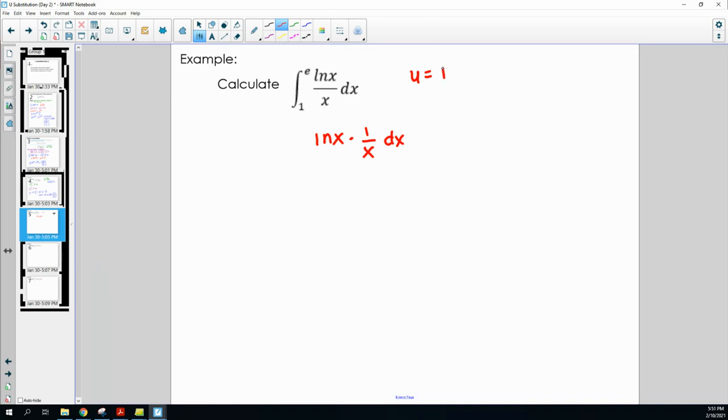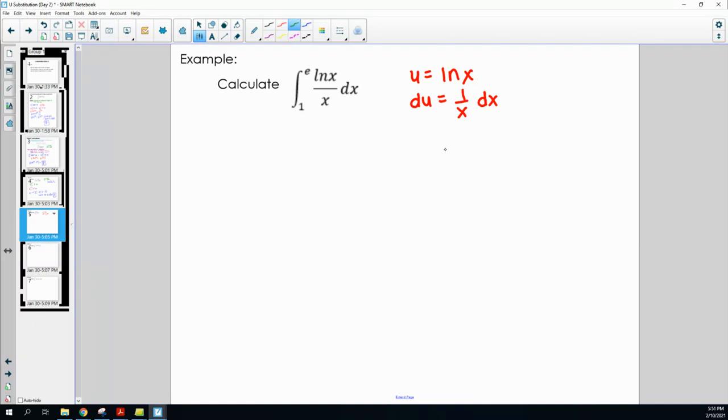So my u should be ln x. Once we figure out if we see a derivative in the problem, the other one then is going to be the u. So my u is ln x, my du is going to be 1 over x dx. And I have all of that, so I don't have to pull anything out.